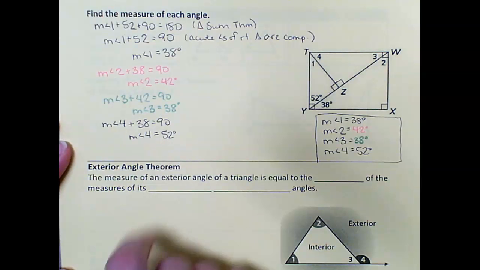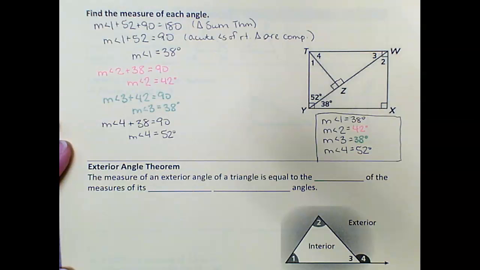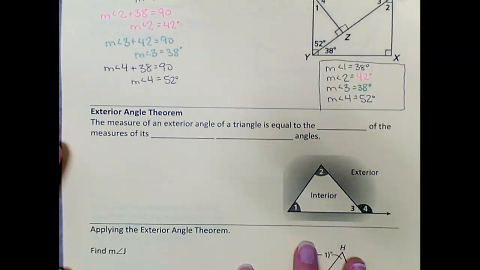So a lot of times in problems like this, if you can get one piece, then that leads to the next piece, which leads to the next piece. So it's kind of like a puzzle. So let's go ahead and shift down to the exterior angle theorem.